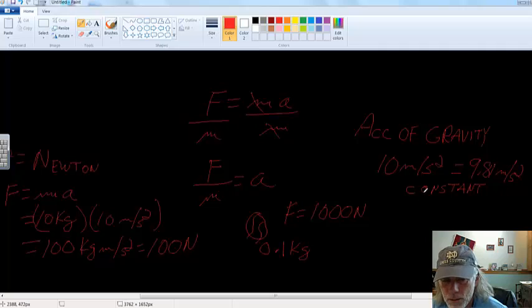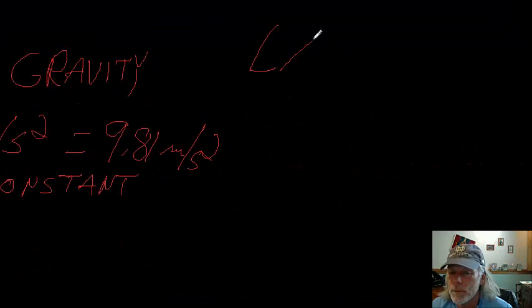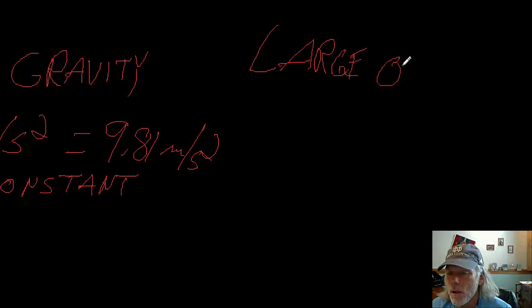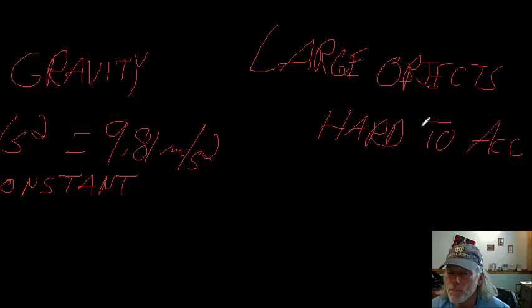So the keys here to remember are that large objects are harder to accelerate. Or think of the inverse: small objects are a lot easier.